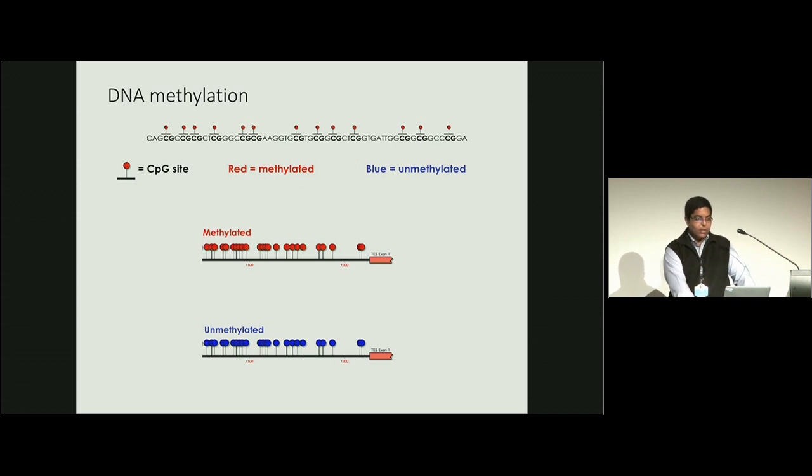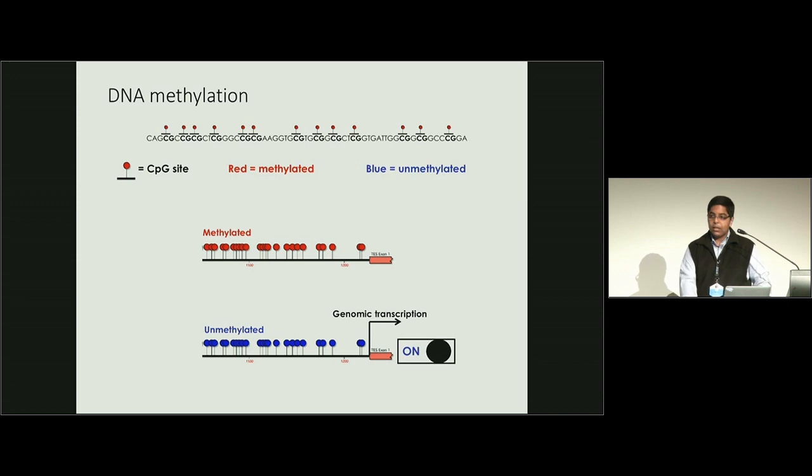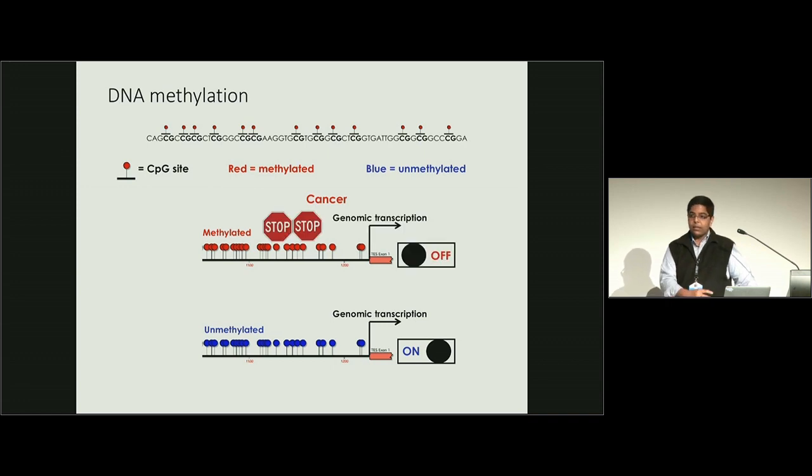If the CpG sites on the promoter region are unmethylated, then there's no prevention for the transcription machinery, so the gene is switched on and will be transcribed. However, in cancer, in some of the genes involved in cancer, like tumor suppressor genes, the CpG sites in the promoter regions are densely methylated, so they trigger a signal, like a stop sign, for the transcription machinery to switch the gene off.